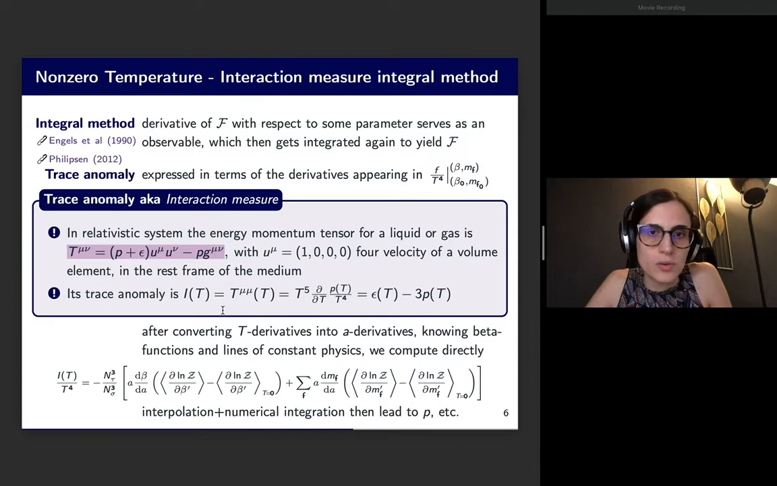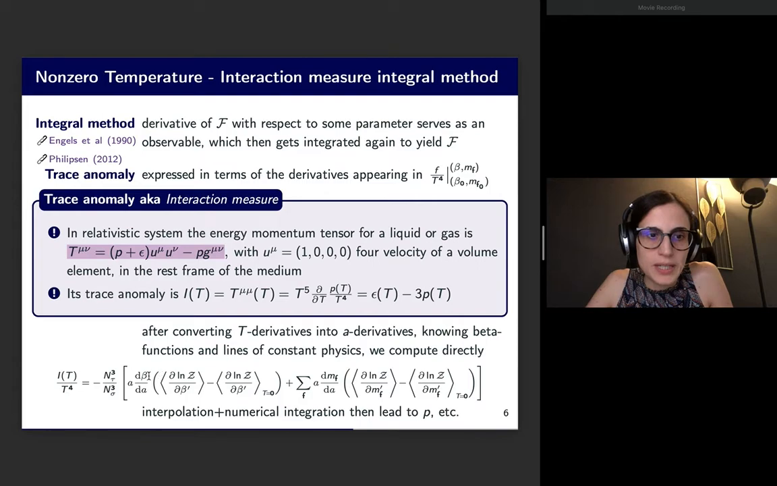Okay, so what do you do? After you have converted t derivatives into a derivatives, and if you know the beta functions and line of constant physics, you can compute the interaction measure directly. As you can see, we have the same exact derivatives as we had in the expression for the free energy density that is our final goal.